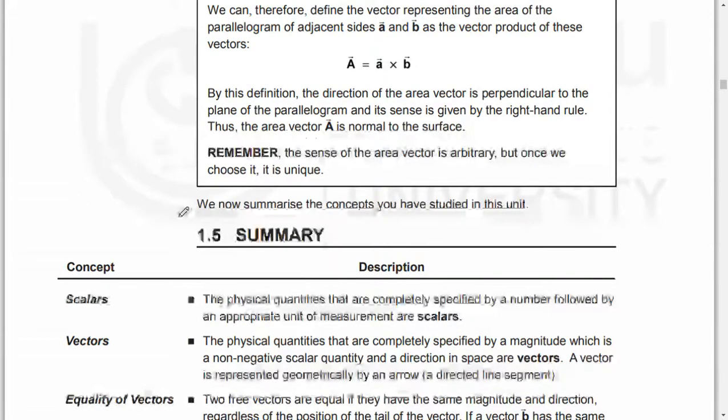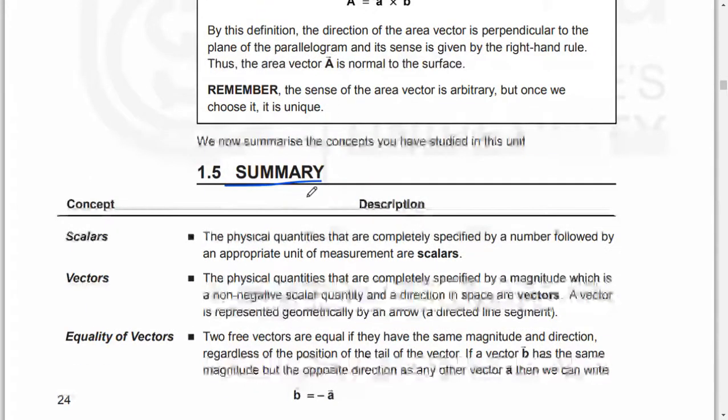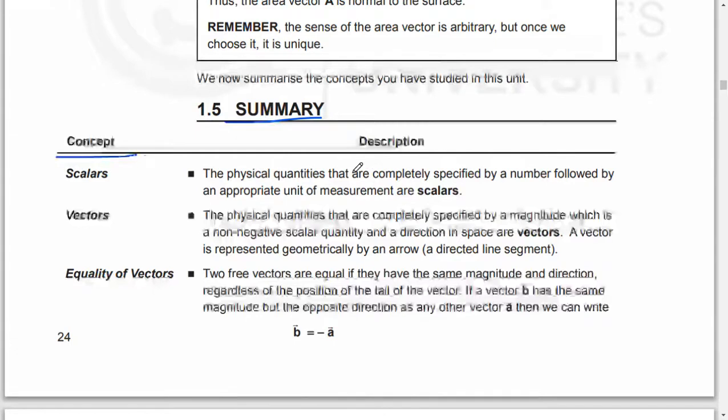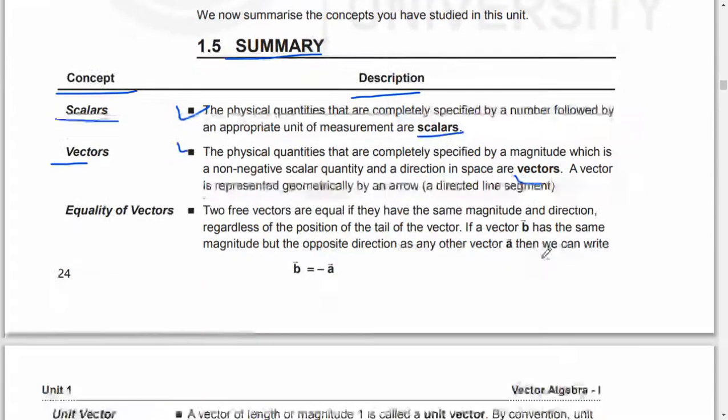We now summarize the concepts you have studied in this unit. Summary. Concept, description. Scalars: the physical quantities that are completely specified by a number followed by an appropriate unit of measurement are scalars. Vectors: the physical quantities that are completely specified by a magnitude, which is a non-negative scalar quantity, and a direction in space are vectors. A vector is represented geometrically by an arrow, a directed line segment.